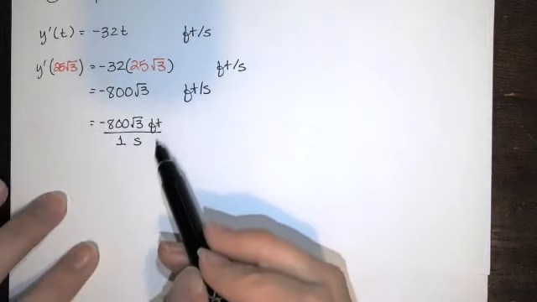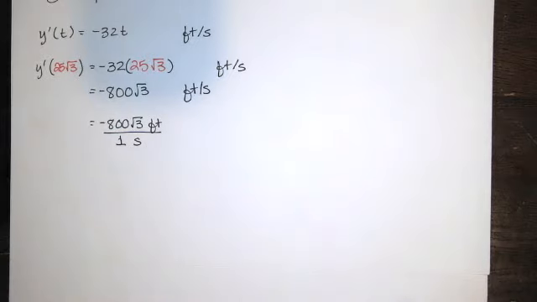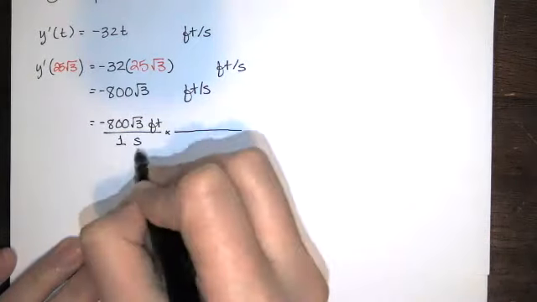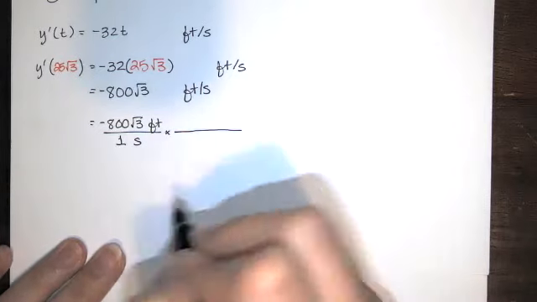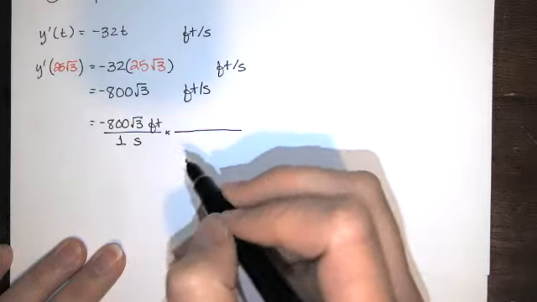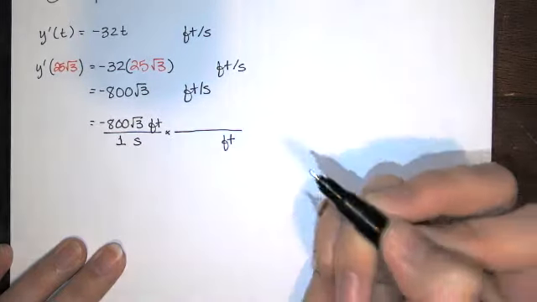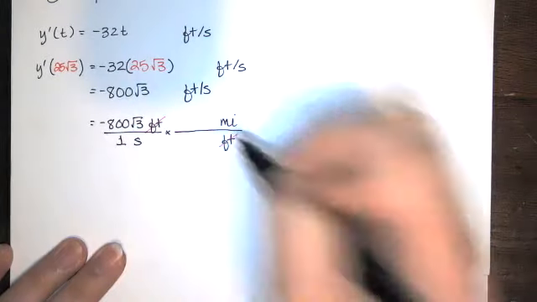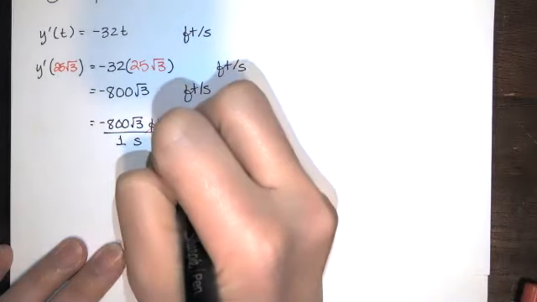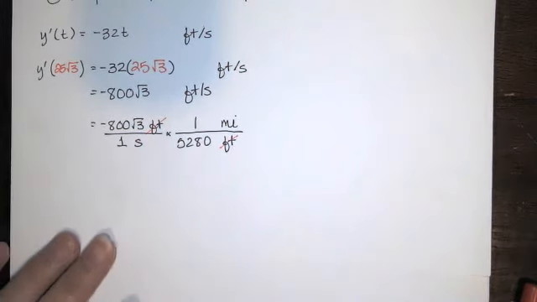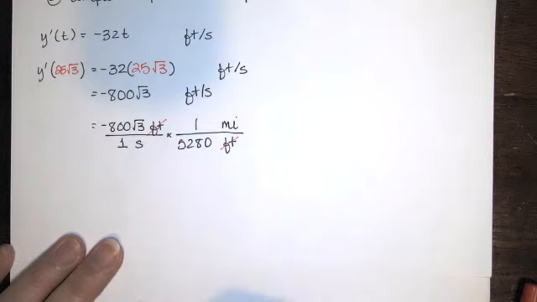Okay, so we want to convert to miles per hour. Well, we can first get rid of feet and go into miles, and then get rid of seconds and go into hours. If we want to get rid of feet and go into miles, we want the ratio to look like that so that the feet reduce. And we know that 1 mile is 5,280 feet. If you don't know that, you can always look it up, just Google it.